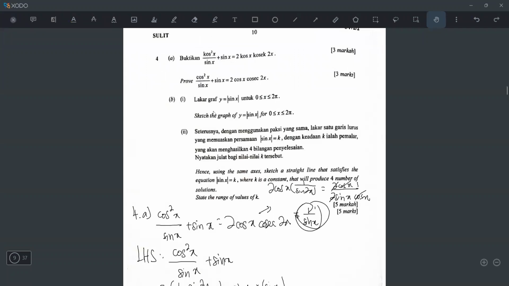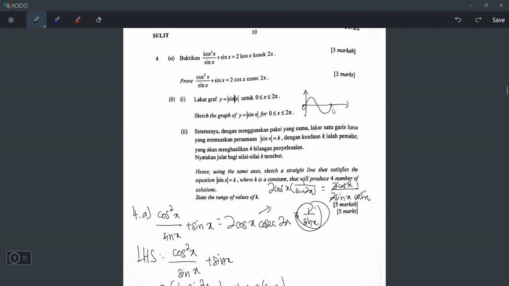Okay, question B, they want you to sketch this thing. Before you sketch the actual one, let's draw a small one first. They want you to draw y equals modulus sine x. It means you just have to draw a sine graph. It just has to be one cycle because the x is 1. So you just have to draw one sine graph and then modulus it.